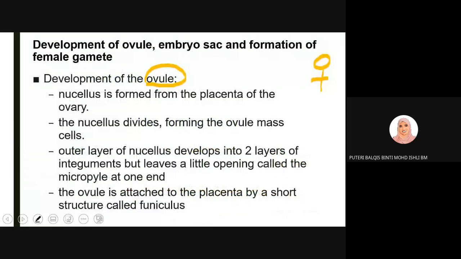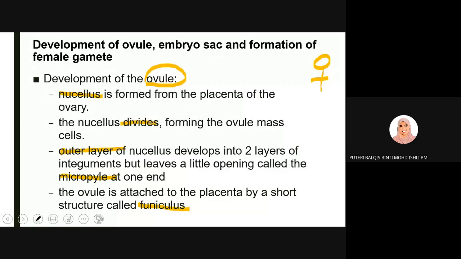Kita ada term nucellus. Nucellus is formed from the placenta of the ovary. Then it will divide, forming the ovule mass. The outer layer of nucellus develops into 2 layers of integuments, but leaves a little opening called the micropyle. The ovule is attached to the placenta by a short structure called the funicellus.